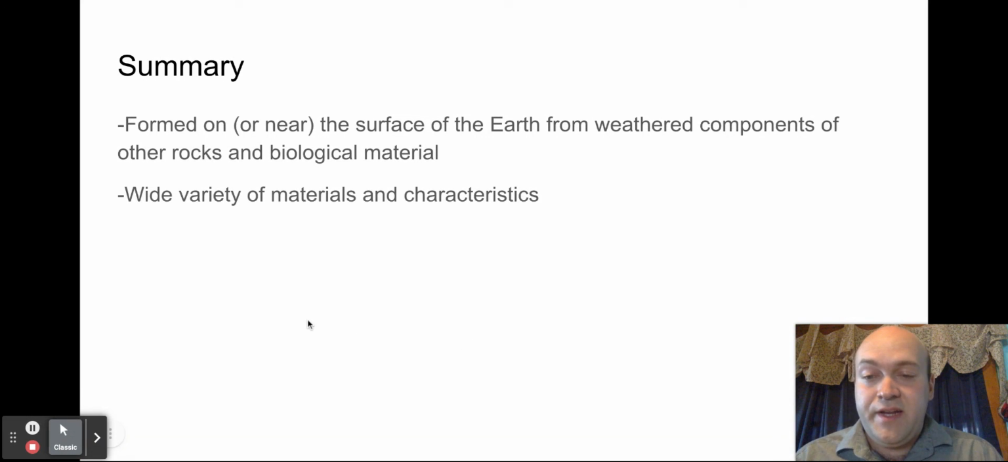There's just a huge variety of materials and characteristics of all these sedimentary rocks.